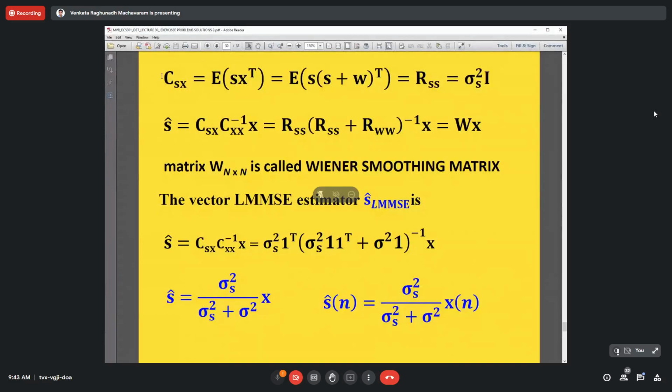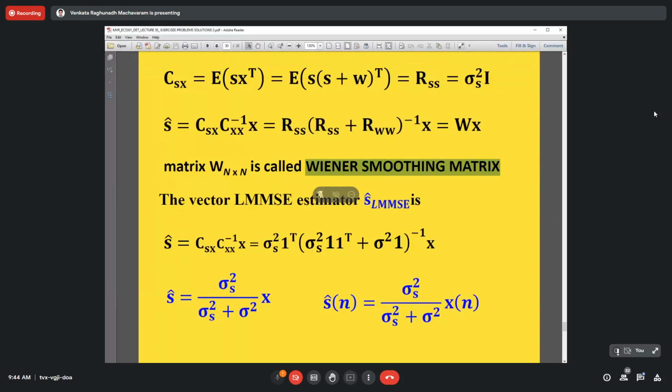This is exactly what your correlation receiver computes. S X transpose, substitute, this becomes RSS because the expectation of W is 0, so it is sigma S square. So substitute this into this: it is RSS into RSS plus RWW inverse of X. So it is nothing but some W of X. So all this is W. This matrix is the Wiener smoothing matrix.